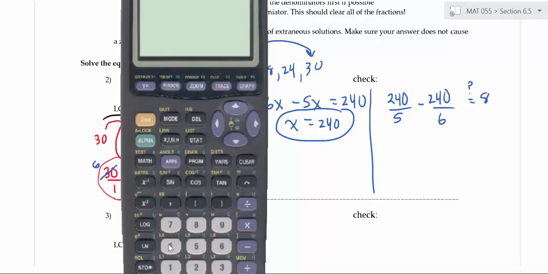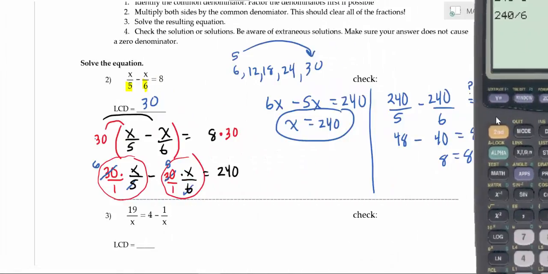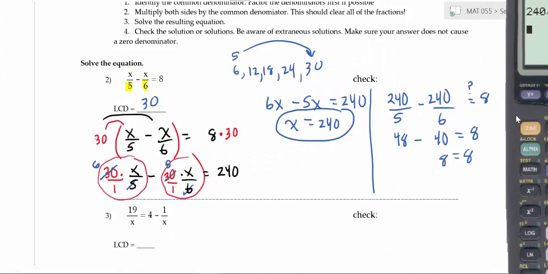Okay, so to begin with, let's see what we got here. 240 divided by 5 is going to give 48. Okay, then if I do 240 divided by 6, that's going to give 40. Is that right? It is. Okay, so you can use your calculator to help you a little bit. Sometimes it's very easy to check you're right on an equation.